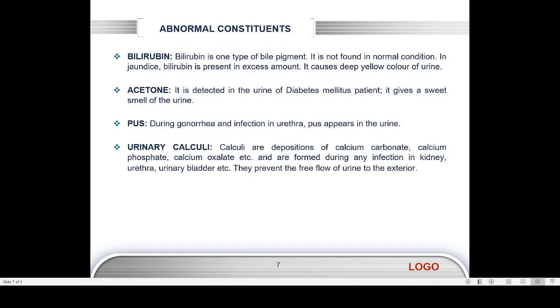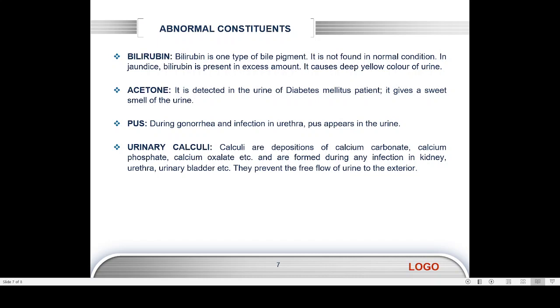Again we have a few more substances. Bilirubin is a bile pigment, and it is also not normally present. When you have jaundice, then bilirubin is present in excess amount, and that will give your urine a yellow color, manja puttani, you know. Then second, acetone is also not normally present. If acetone is present, it will have the smell of acetone, you know, the smell of a nail polish remover. When urine has that smell, it is known as acetonuria.